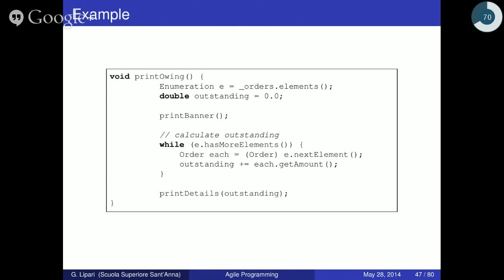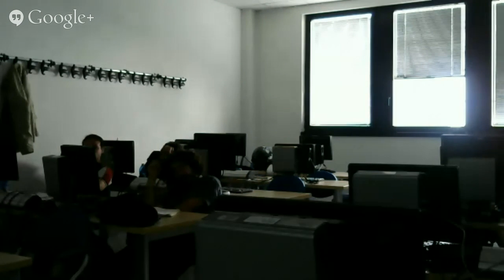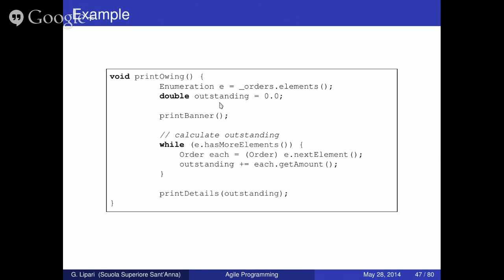So again, an example. Suppose here, and this is a Java example, you have an enumeration E, okay, which is a sort of iterator in Java that points to all the elements in orders, and orders is a data member of this class, which, for example, contains all the orders, okay?